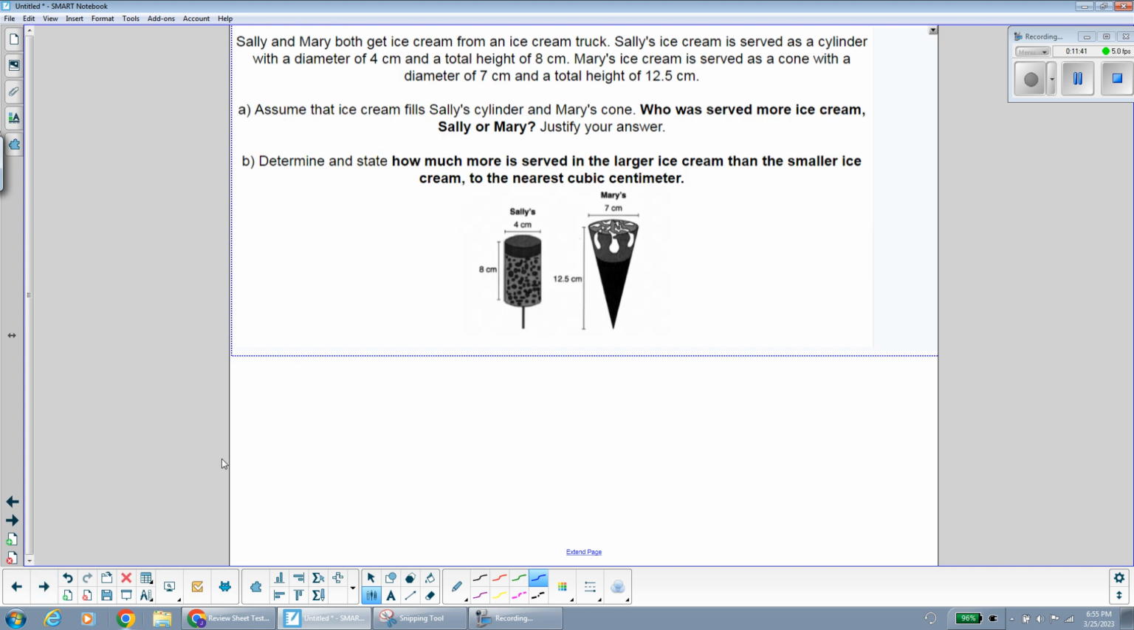Moving along over here, Sally and Mary both get ice cream from an ice cream truck. Sally's ice cream is a cylinder, Mary's ice cream is a cone.